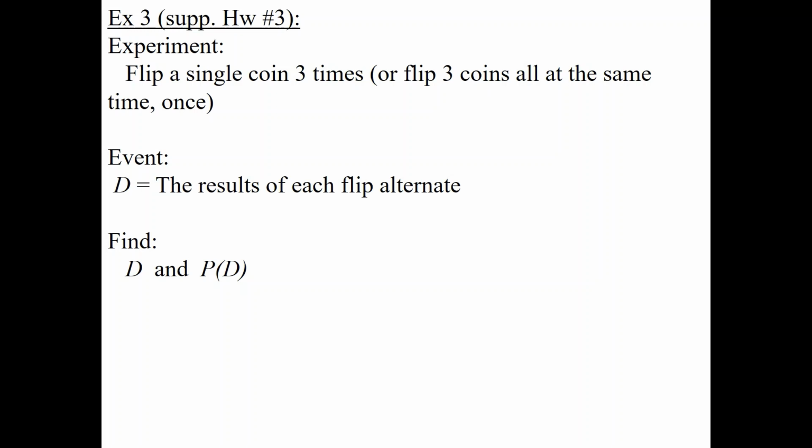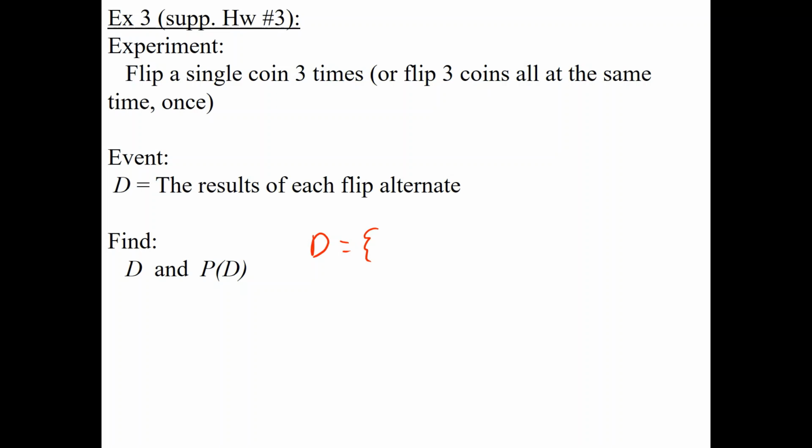All right, so this is the last one in example 3. Another event, the event that the results of each flip alternate. So you want to make a list again, okay? When you're finding D, you're going to make a list of all the outcomes of this experiment where the results alternate. When I say alternate, I mean if one of them's heads, the next one's tails, the next one's heads, the next one's tails, like that. They just keep going back and forth.